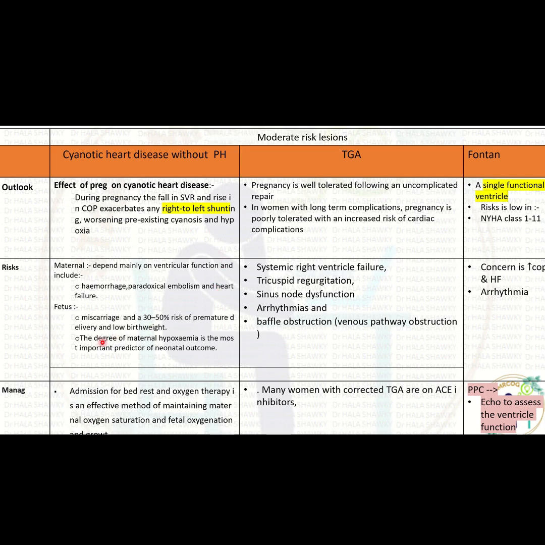Risks to the baby could include miscarriage, 30 to 50% risk of premature delivery and low birth weight. Degree of maternal hypoxemia is the most important predictor of the neonatal outcome. Transposition of great arteries.